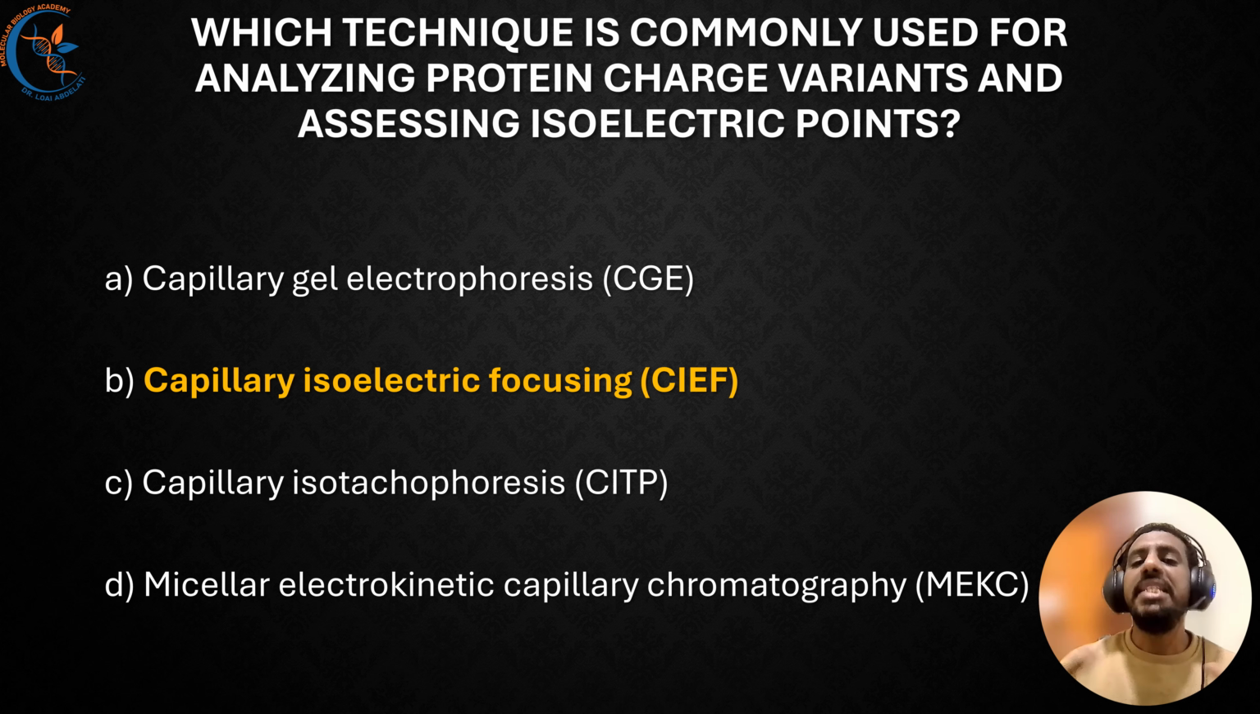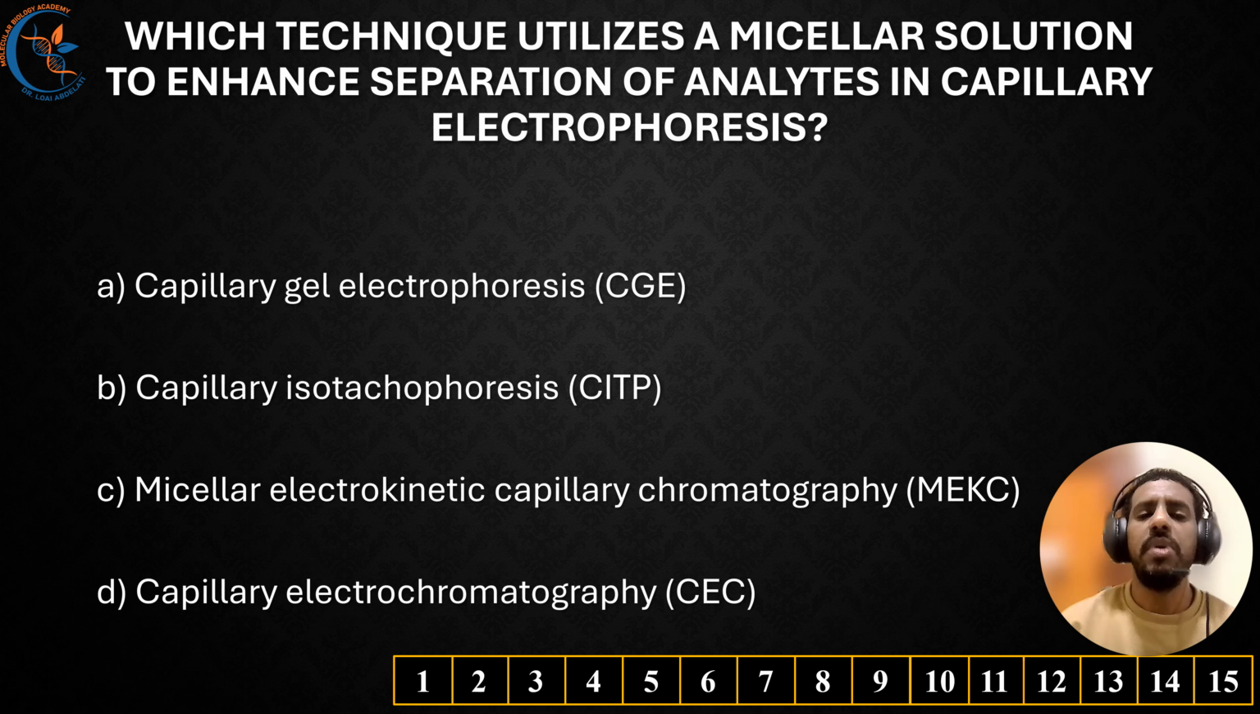It separates proteins based on their isoelectric points by applying an electrical field in a pH gradient. This causes each protein to migrate until it reaches a point where its net charge is zero. All right, let's move on. All right, there is a question here.